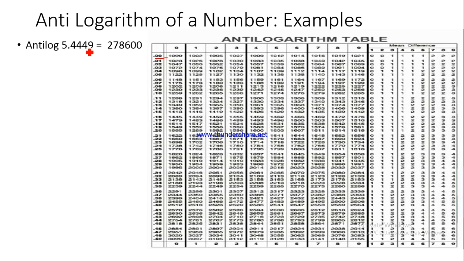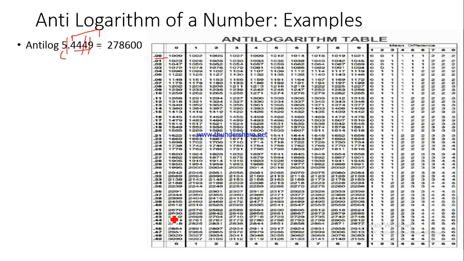Now, anti-log of 5.4449. Step 1 was you break this into the characteristic and the mantissa. This one is the characteristic value and this is the mantissa, right? Step 2 was, using the mantissa, find out the anti-log value from the anti-log table. Do you remember the methodology? We break it into different segments: first 2 digits in one segment, then the third digit, and then the fourth digit. You have to look for 4 in the 0.44 row.